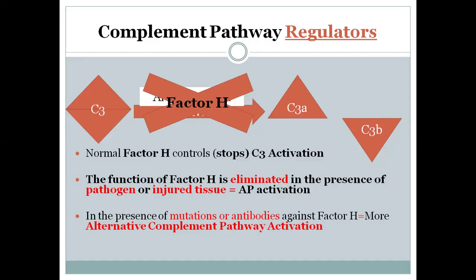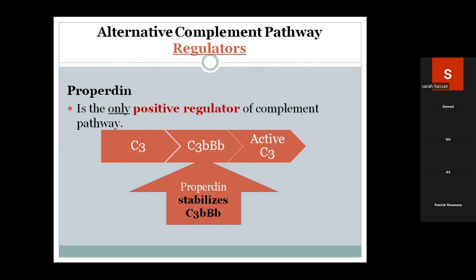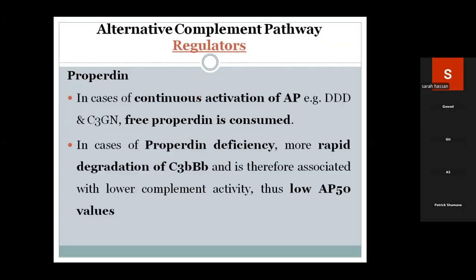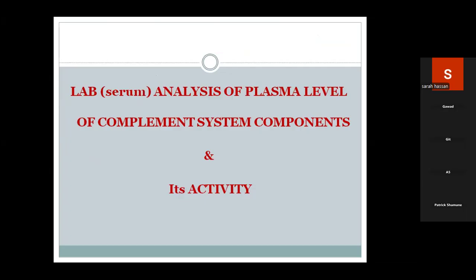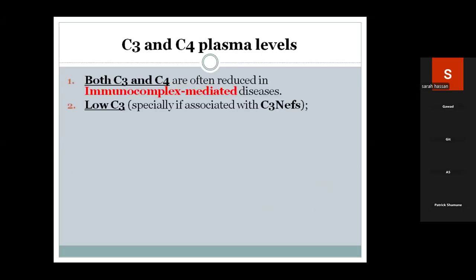The only positive regulator that increases or stabilizes the activation of C3 convertase is known as properdin. Okay, some serum analysis is needed to check for complement system activation, and it goes beyond the traditional check of C3 and C4. Both C3 and C4 will be reduced in immune complex mediated diseases, and it's very important to combine C3 and C4. C3 will be low, especially if associated with C3 nephritic factors in C3GN, dense deposit disease, atypical post-infectious disease, atypical HUS, TTP, and Shiga toxin-induced HUS.